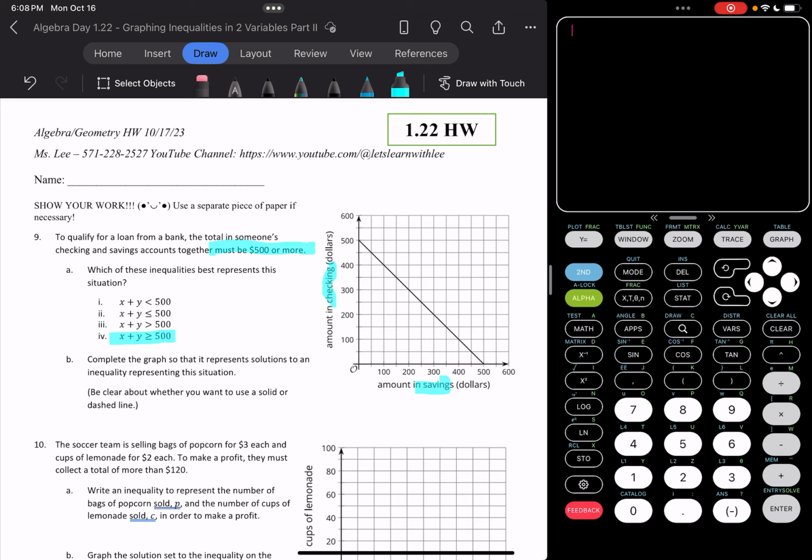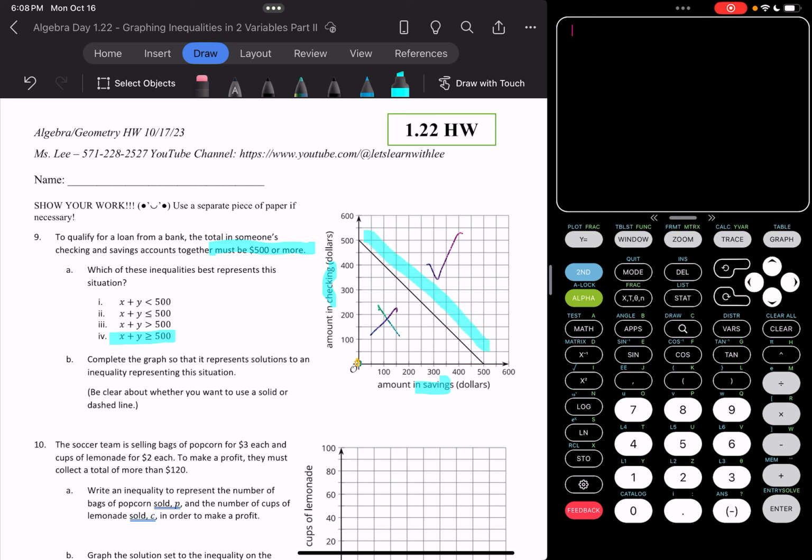It says complete the graph so that it represents the solutions to an inequality representing the situation. So we need to decide, am I looking at this side or this side? In order to do that, we're going to choose any point on our graph and substitute it in. The most obvious point to choose would be 0, 0. Obviously, if I have zero money in either account, that's not going to be greater than or equal to 500. So this side is an X, and this side is the check.